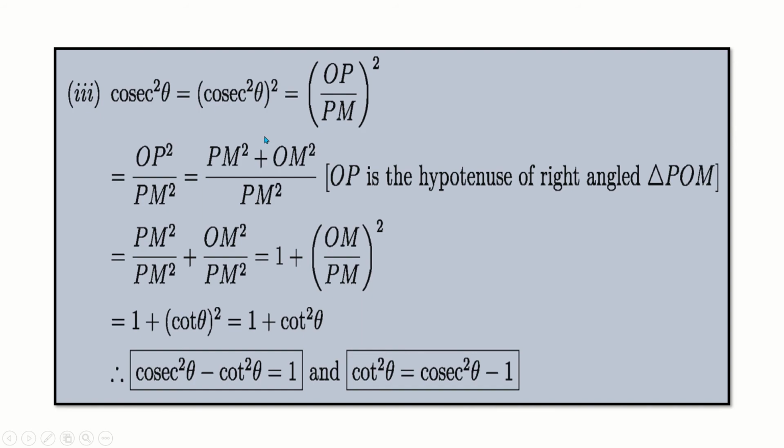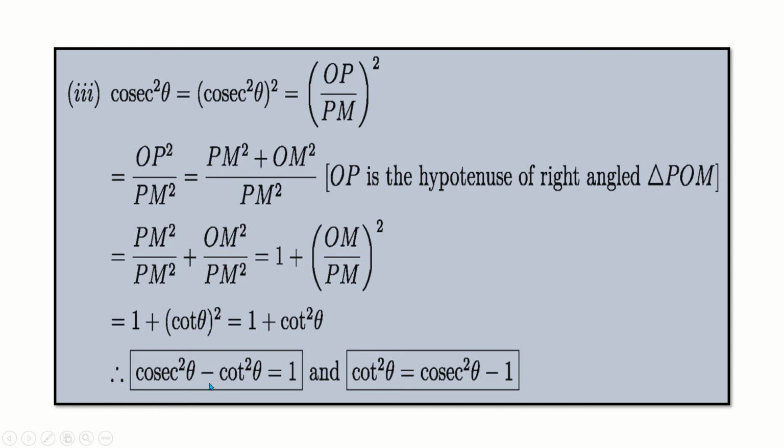cosec square theta equals OP by Pm whole square. Now this equals OP square, meaning Pm square plus Om square, by Pm square. Writing separately, this cancels to get 1, and Om by Pm whole square. Om by Pm means cot, so whole square, we can write 1 plus cot square theta. So cosec square theta equals 1 plus cot square theta.